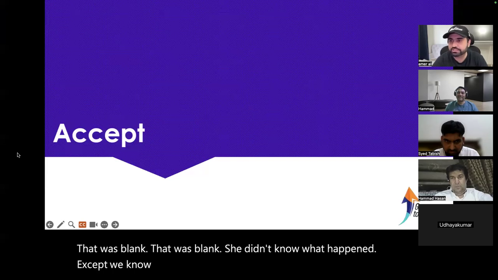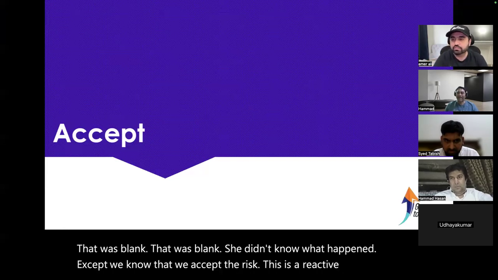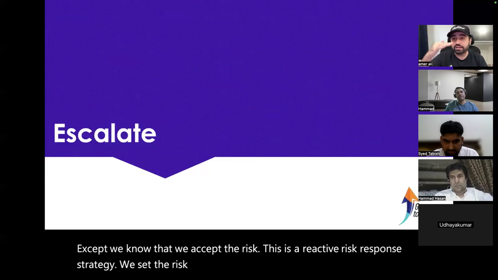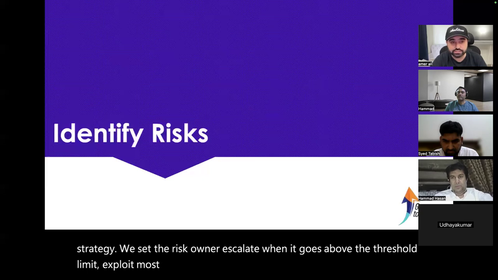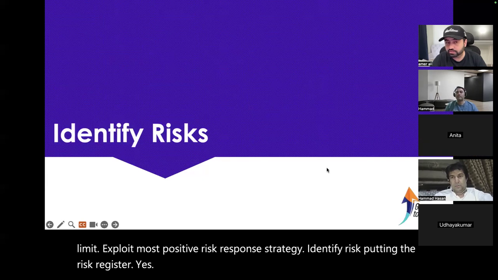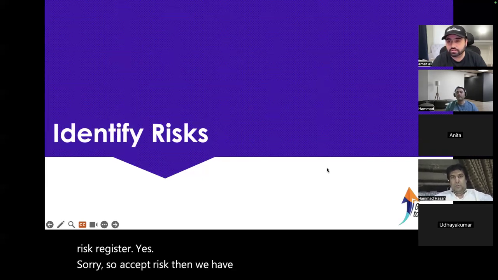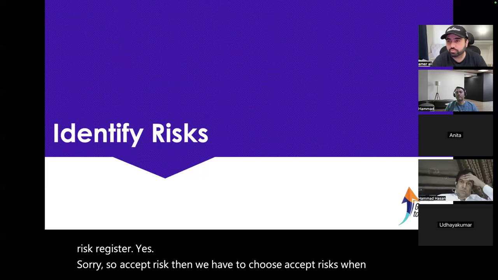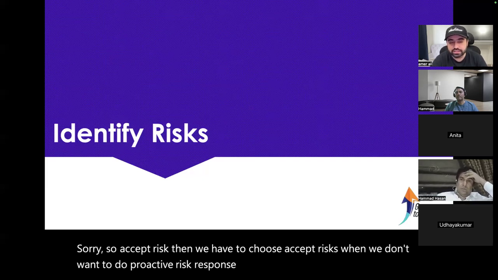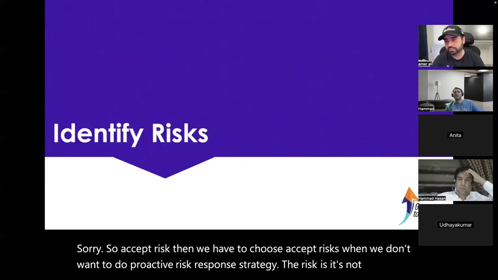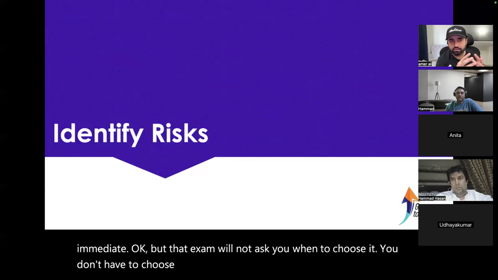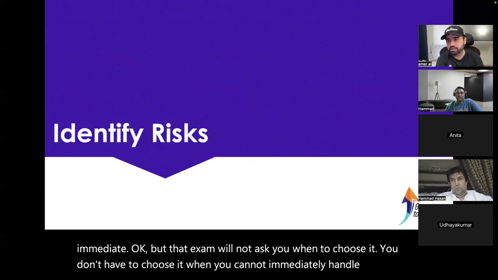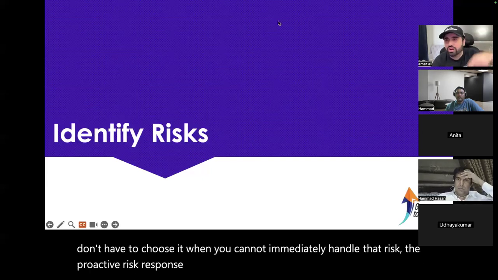Accept, we know that we accept the risk. This is a reactive risk response strategy. We set the risk owner. Escalate when it goes above the threshold limit. Exploit, most positive risk response strategy. Identify risk, sir, put in the risk register. Yes, sir, so accept risk. When we have to choose accept risk, sir, is when we don't want to do a proactive risk response strategy, the risk is not extremely immediate. Okay, but the exam will not ask you when to choose it. You don't choose it when you cannot immediately handle that risk. The proactive risk responses you need to do now.